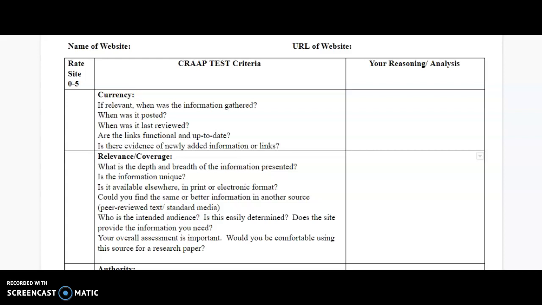Okay, so currency. If relevant, when was the information gathered? We want to make sure that we have up-to-date information. When was it last reviewed, edited? Are the links functional? We want to make sure that it doesn't have any broken links, because broken links usually means it's old information that's not been kept current.